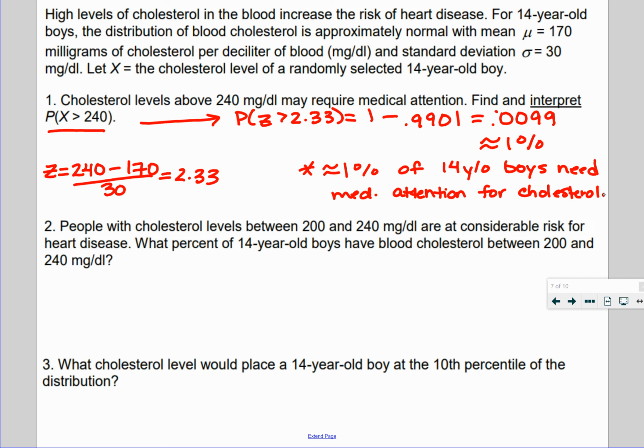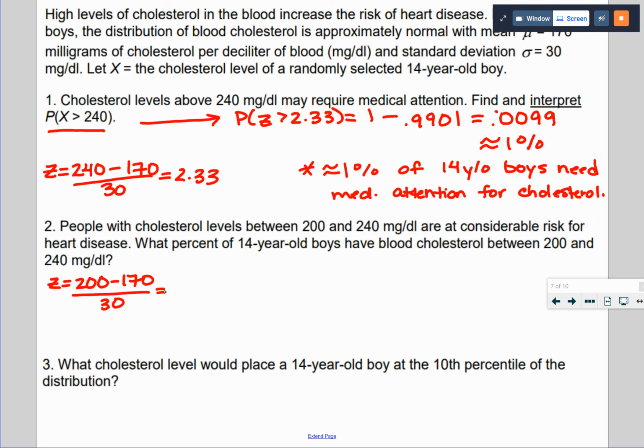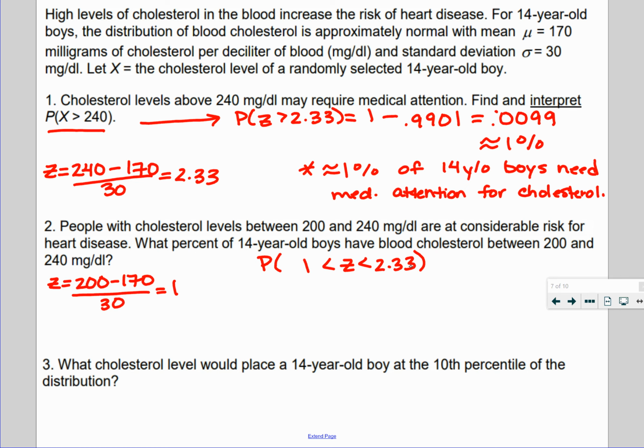Number 2, people with cholesterol levels between 200 and 240 are at considerable risk for heart disease. What percent of boys are between 200 and 240? Okay, so 240 we already converted to a z-score. 200 we did not convert, so we'll do that real quick. 200 minus 170 over 30 is just 30 over 30, which gives me a 1. So in this question we are finding the probability that I have a z-score between 1 and 2.33. The 1 comes from the 200, the 2.33 comes from the 240.